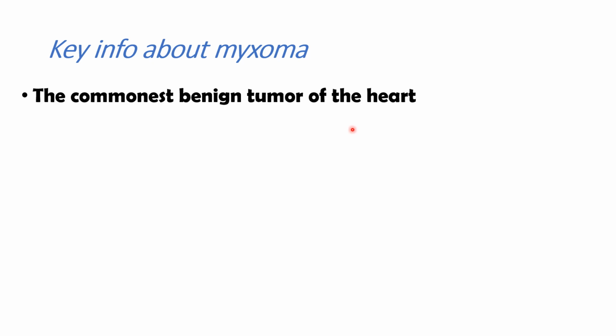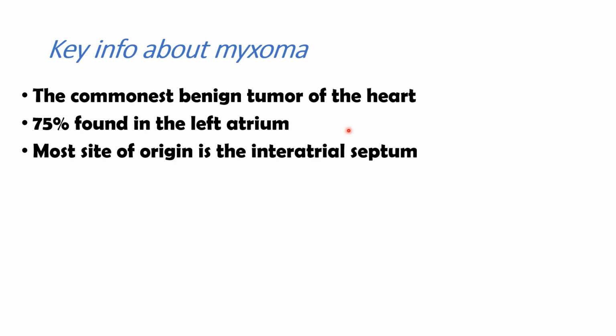So here are a few important things to remember about myxoma. It is the commonest benign tumor of the heart. 75% is found in the left atrium. However, it is not exclusive to the left atrium. The most common site of origin is the interatrial septum. This is true for left atrial myxoma or right atrial myxoma.